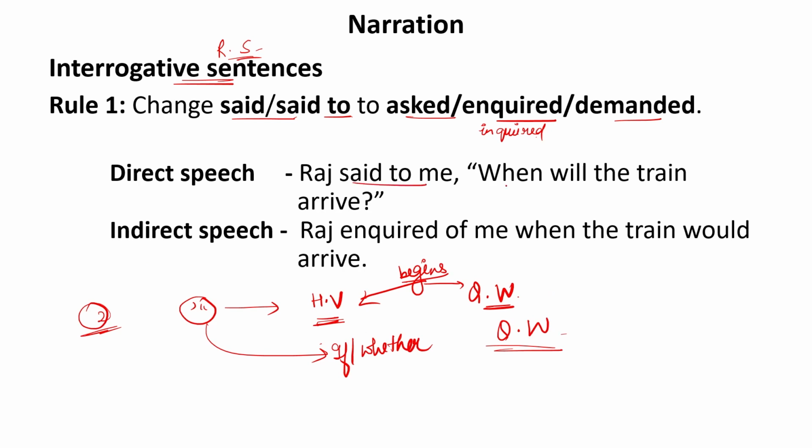For example, Ria said to me, when will the train arrive? Now we have the question word when. So when we convert the sentence into indirect speech, it will be Ria inquired of me. So this said to will be converted into inquired of me or asked me. Now these inverted commas will be replaced according to the beginning of the question. So this is the question and the question is beginning with the question word, that is the word which belongs to the WH family, that is when. So when will be as it is, but these inverted commas will be replaced.